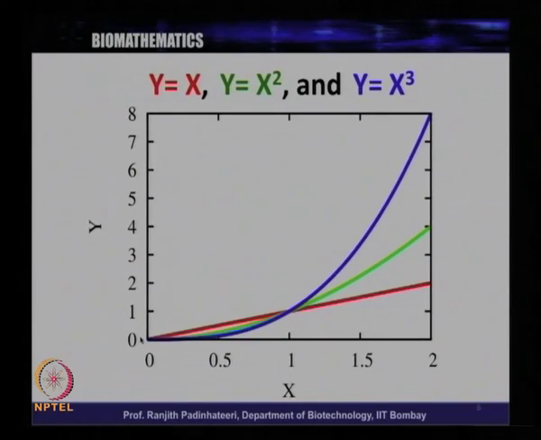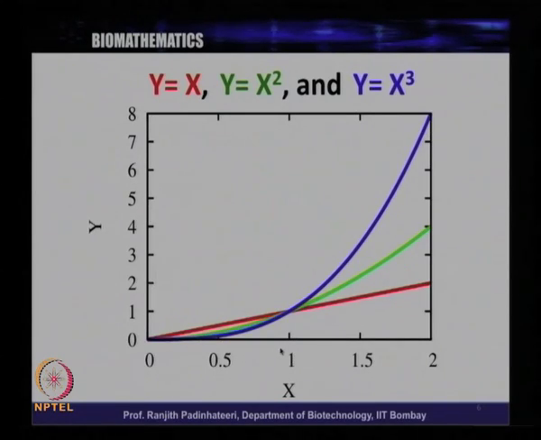As we see, we saw this plot last time: y is equal to x is a line, seen in red here, a straight line. y is equal to x square is the quadratic function, which is shown here in green, and y is equal to x cube is this curve seen in blue here.